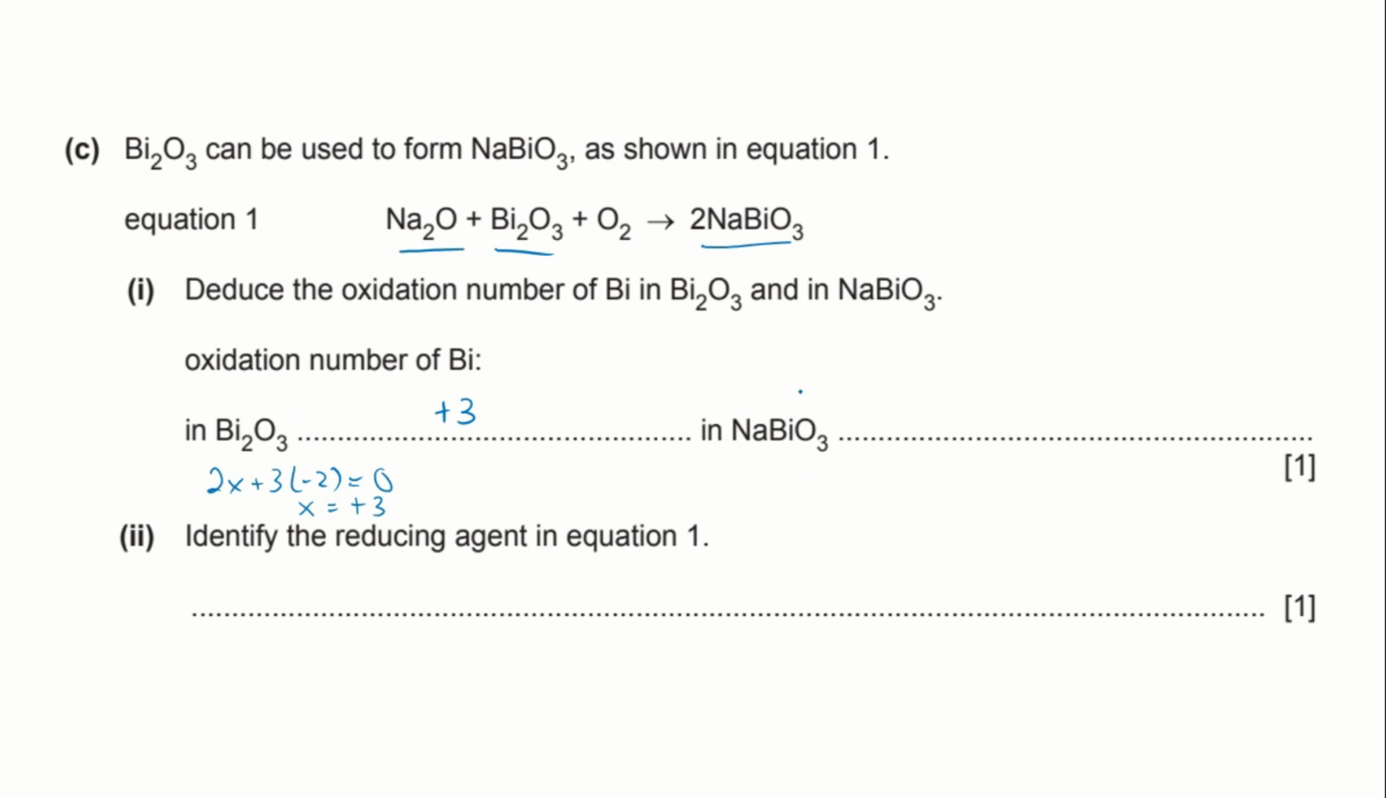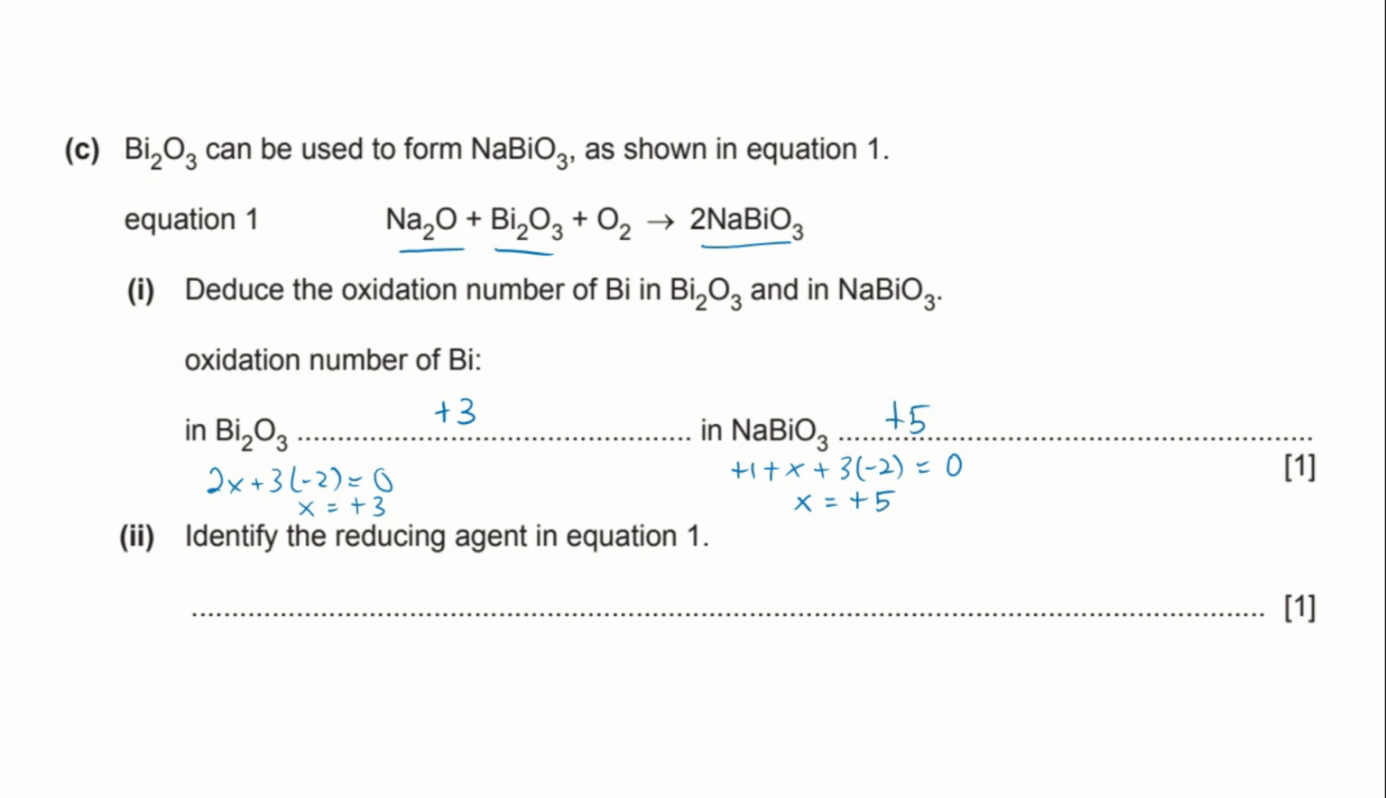In the product, sodium bismuthate, we have sodium, a group 1 metal, which will always have a positive 1 oxidation number. Again, bismuth unknown, plus X. 3 oxygen, negative 2 again. Overall, no charge, so 0. Find X, we'll be able to deduce the oxidation number of bismuth in this compound, which is positive 5.